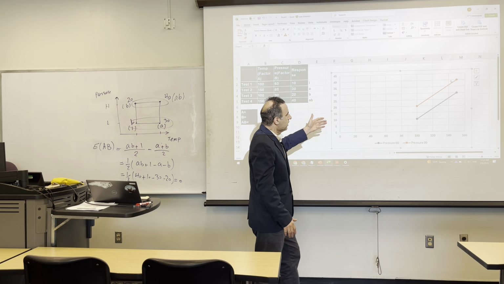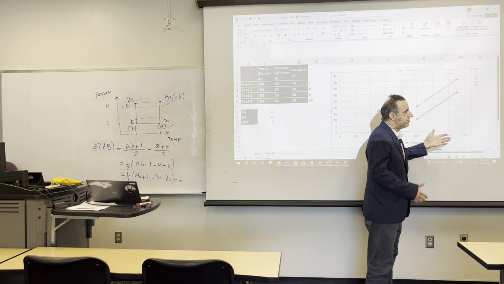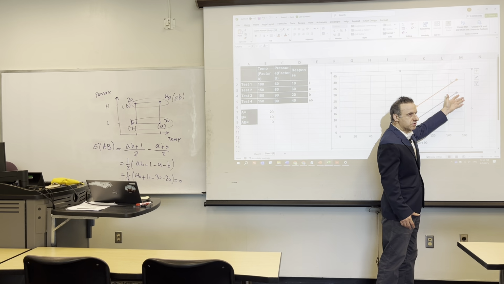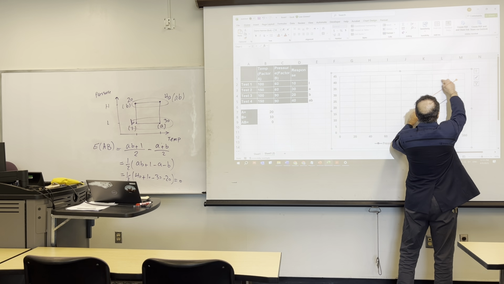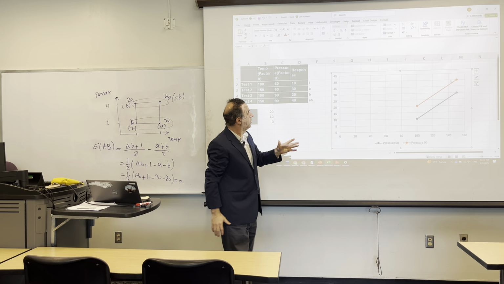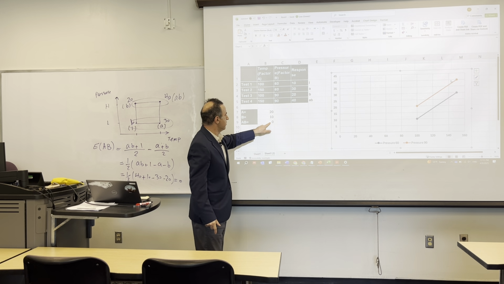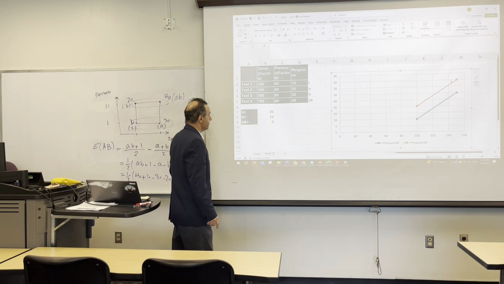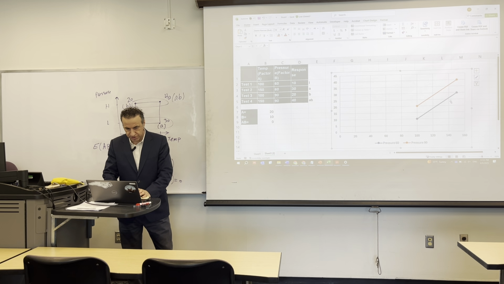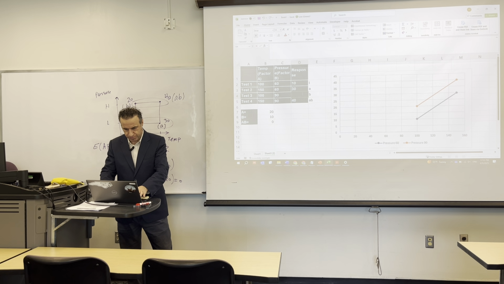So no matter in which pressure you are, you will get the same amount of increase in the response. See this one and this one, the amount is the same. But sometimes they are not going to be parallel. So this one, AB is 0. Interaction, we found it. But if I change the response for one of them, this one, let's see what happens.